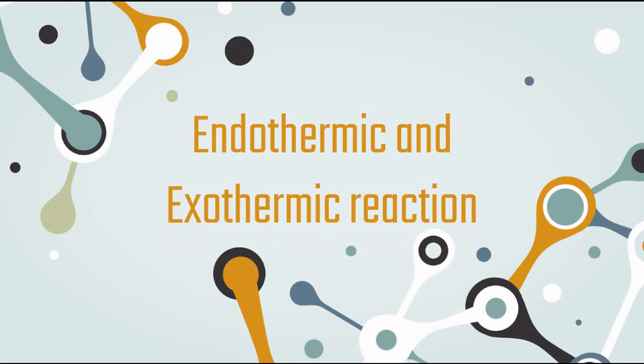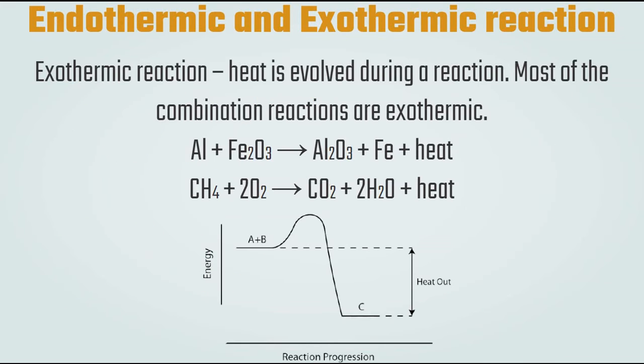Okay, so let's look at the last, endothermic and exothermic reactions. An exothermic reaction is the one in which heat is evolved during a reaction. Most of the combination reactions are exothermic. For example, we have Al plus Fe2O3 turns to Al2O3 plus Fe plus heat. So here we can see that heat is being released. So we can say it is an exothermic reaction.